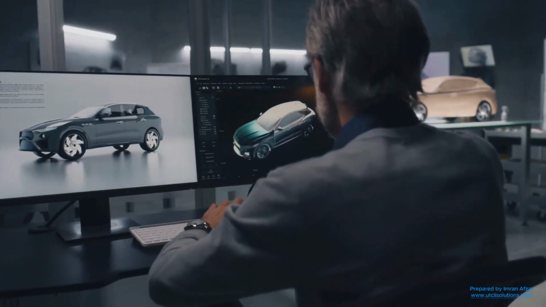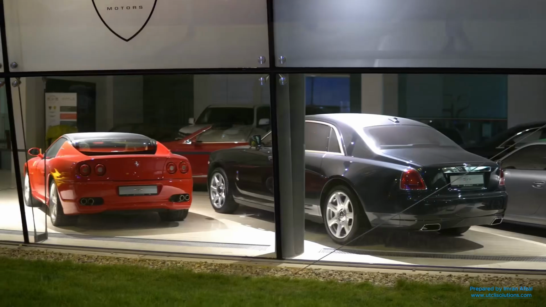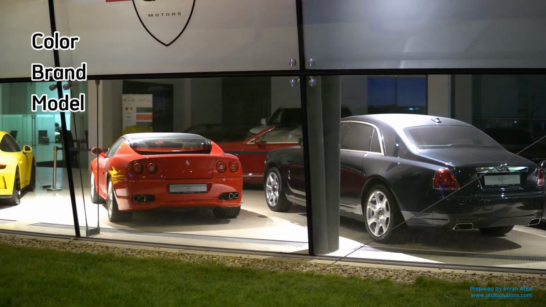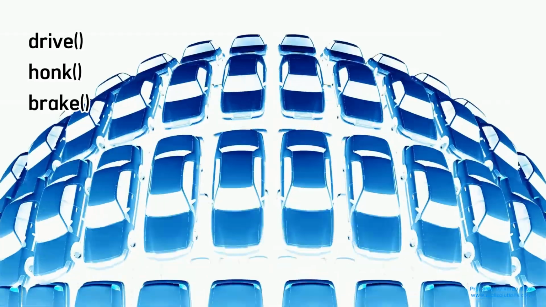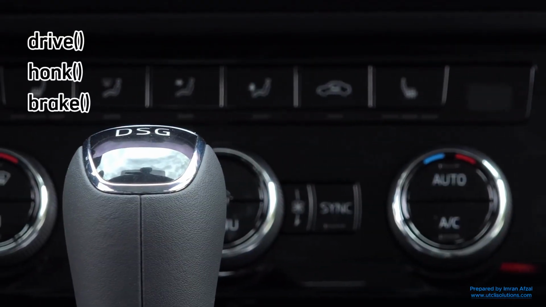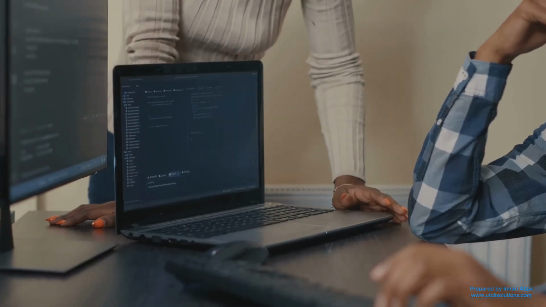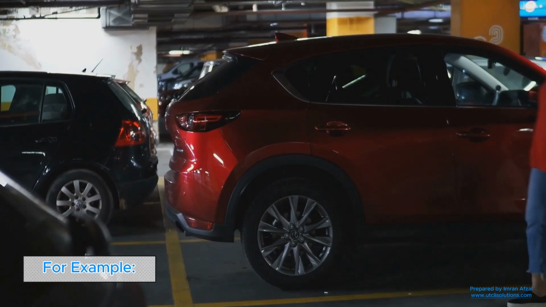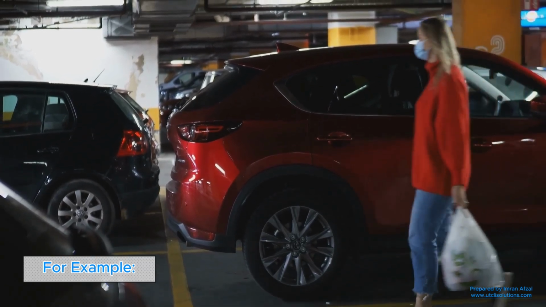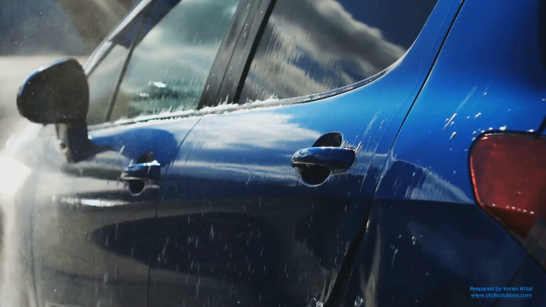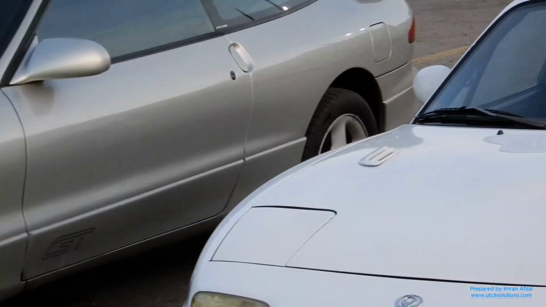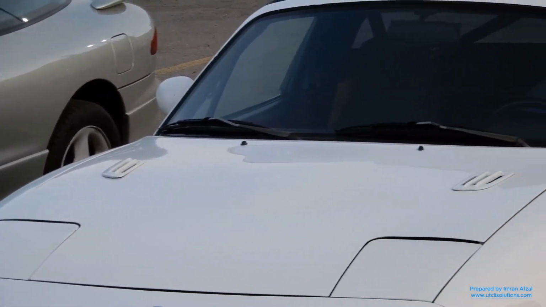Let's take a class called car. The car class says it has properties like color, brand, and model. It can drive, honk, and brake. Now we create objects from this class. For example, car 1 equals red Toyota Corolla. Car 2 equals blue Honda Civic. Each object has its own data, but they come from the same class.